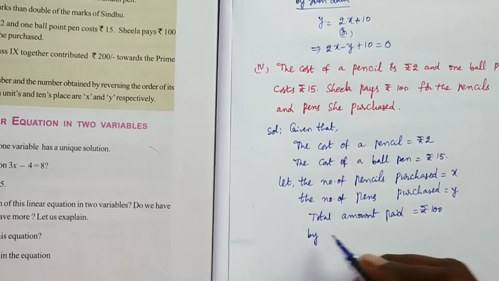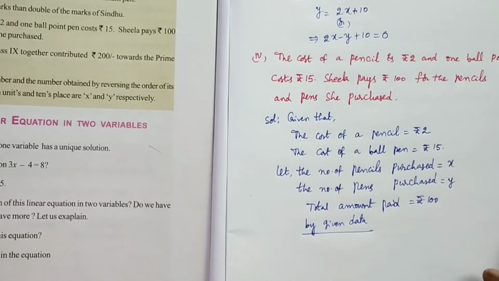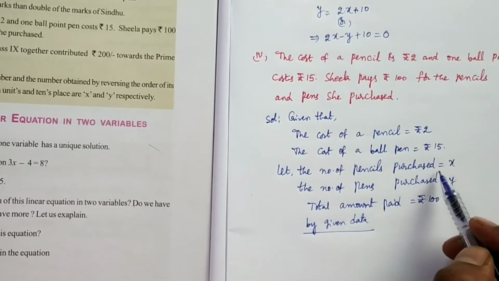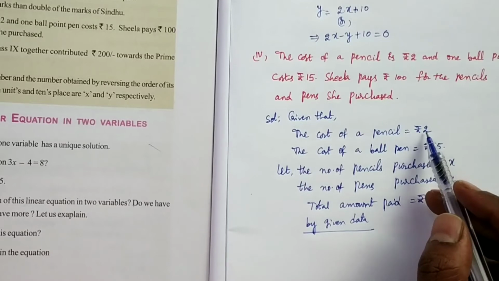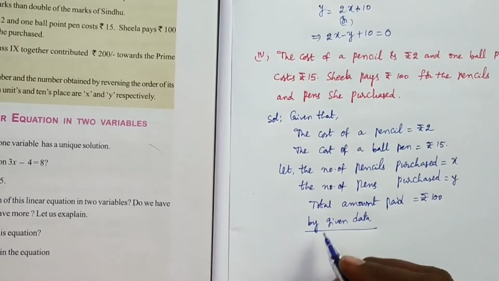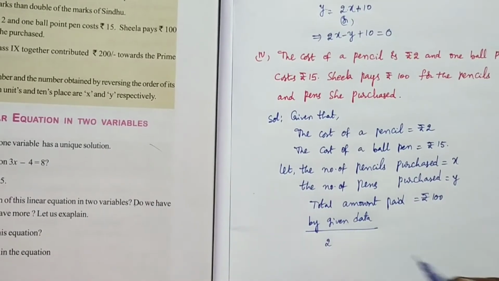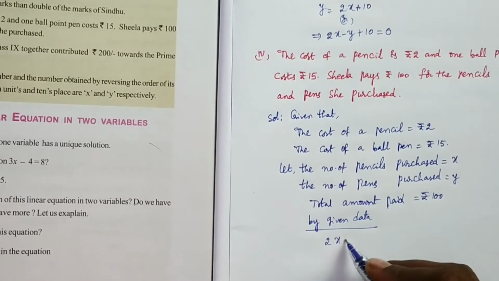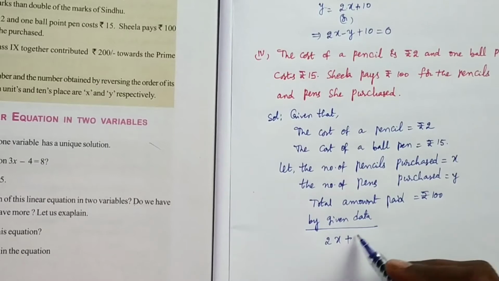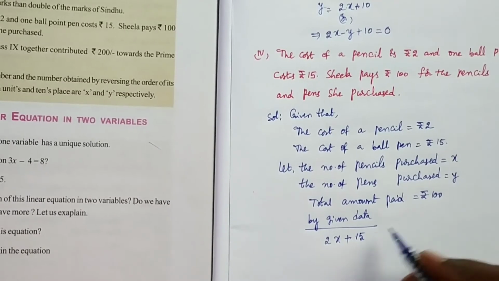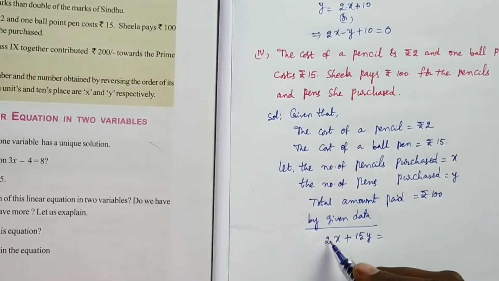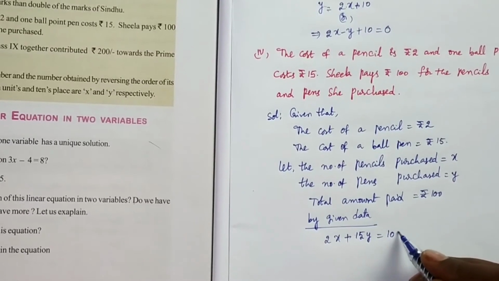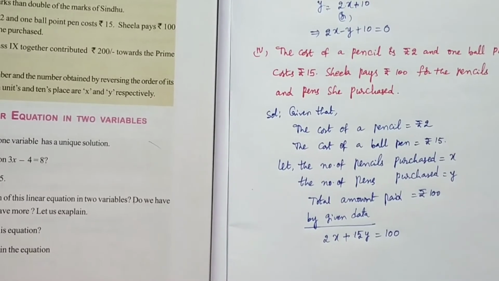By the given data, the total pencils cost is the number of pencils purchased times each pencil's cost. The pencil cost is 2 and the number of pencils purchased is x, plus each pen costs 15 and the number of pens purchased is y. So this is the total amount, which equals 100. So this is the required equation.